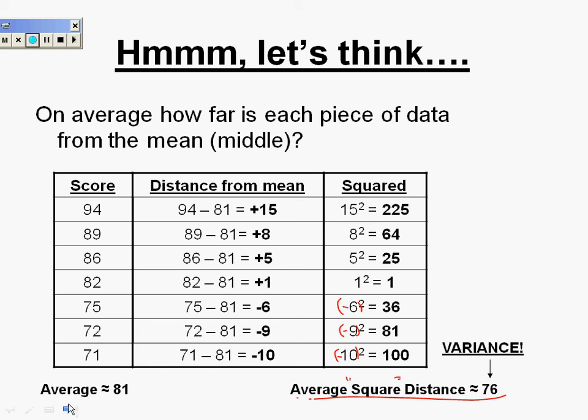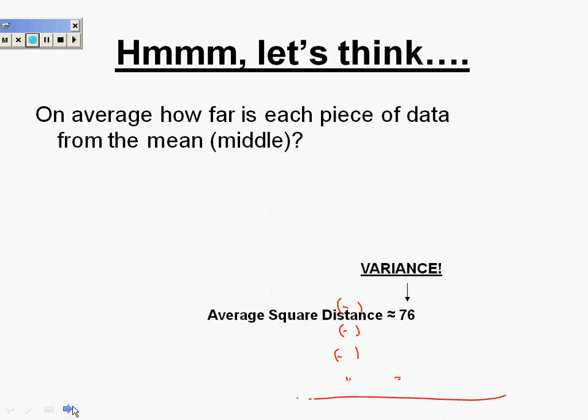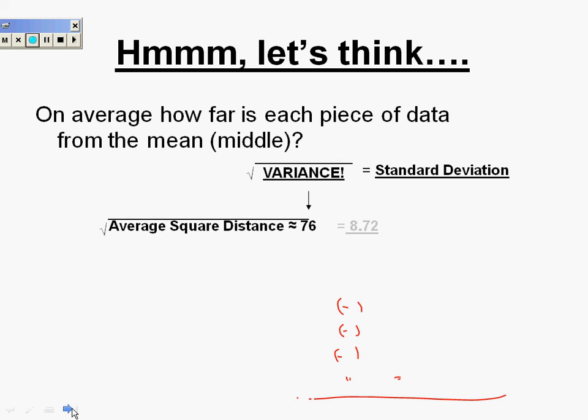It's called variance. But for our purposes in this class, I really want you guys to get the idea here of average distance from the middle, not average squared distance. If you want the average distance, you take the square root of that. And that's the number that means most to me and to us in this class outside of the whole calculus thing it's talking about. 8.72. What that means is, on average, those numbers were about 8 to 9 spots away from the middle. That was the average distance from the middle.